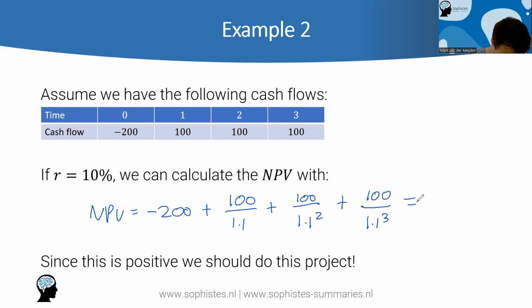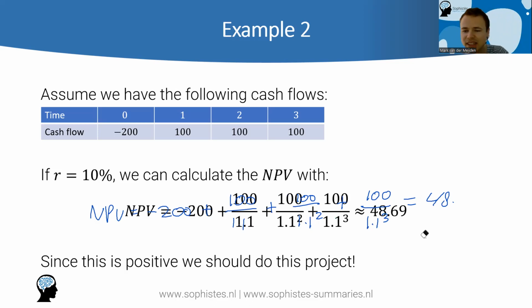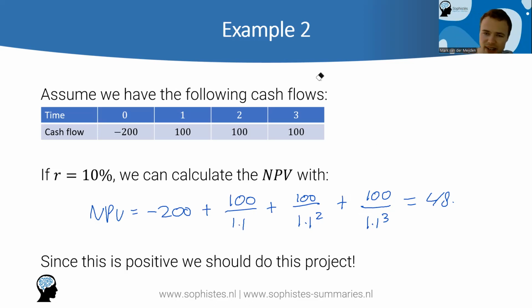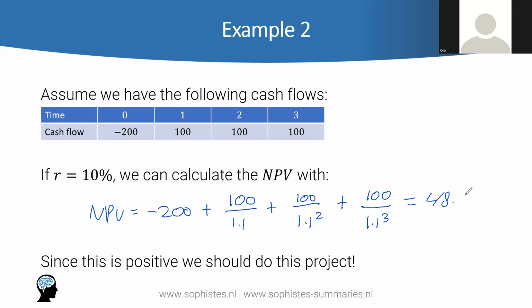I got 48.6. Could you give it to me with 2 decimals? One second. I only calculated in 1 decimal place. Oh, okay. I think you get 6.9 then. Is that correct? Yeah, that's correct. Very good.